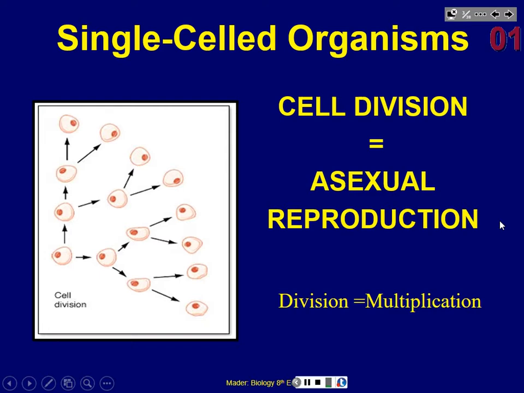So when a single cell, for instance an amoeba or a paramecium or some single-celled organism, divides to produce two, it's asexual, so those two that result would be genetically identical to the original cell. So if you continue to do that without mutation, all of those cells would be genetically identical.